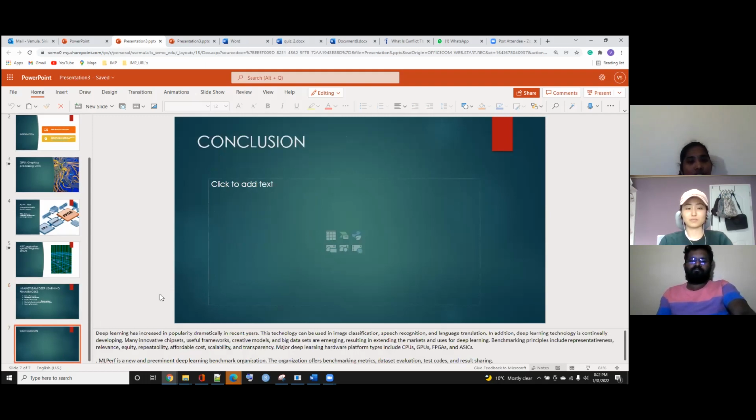And the conclusion part is, deep learning is normally a technique that could be used to classify images, recognize speech, and translate languages and more. Deep learning technology is constantly evolving. And then, what is the qualitative thing in this deep learning? MLPerf is the new benchmark for deep learning. Organizations measure deep learning hardware performance to use the GPUs, FPGAs, ASICs. And deep learning is mainly used to recognize data and more and translate the languages. That's a main concern.